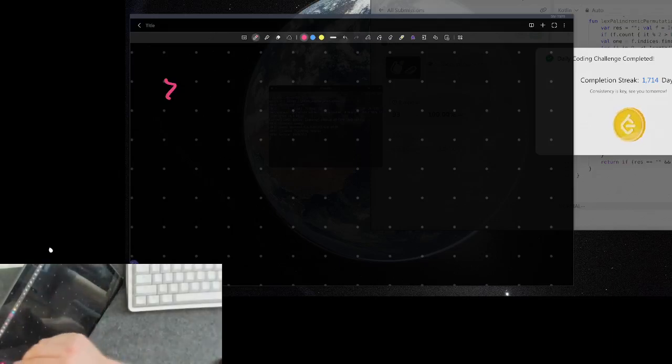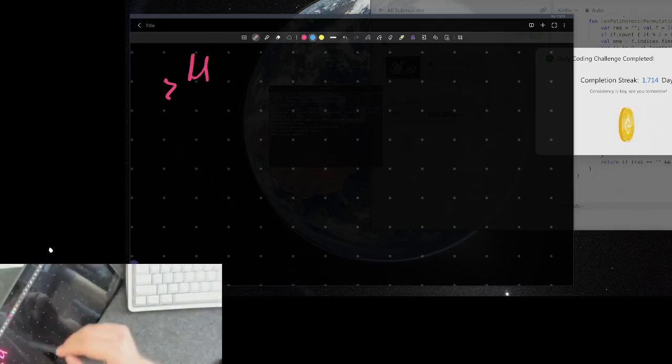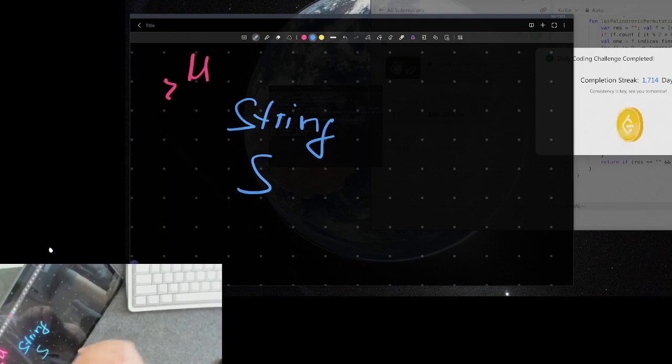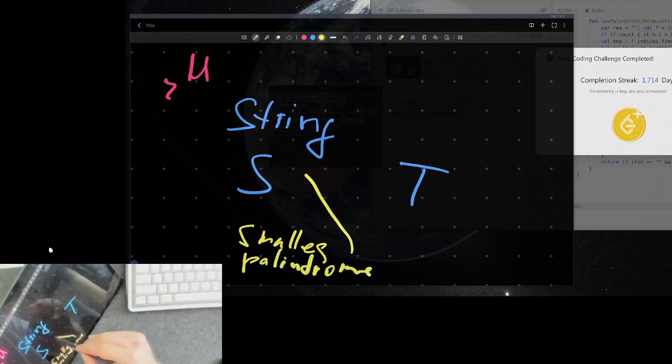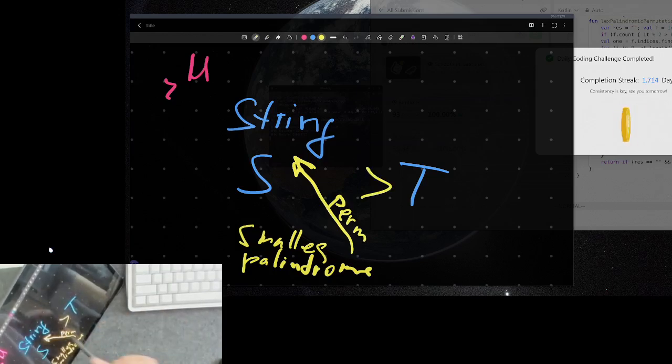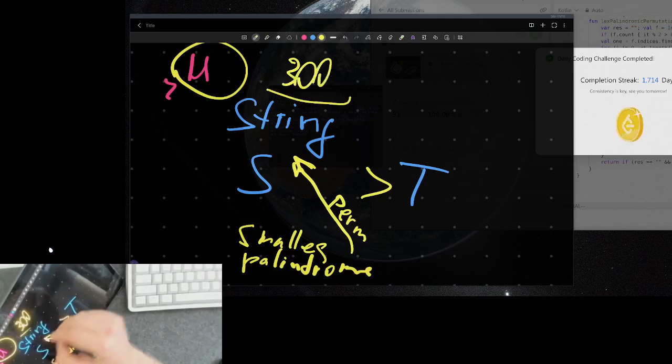We have a hard problem today. We're given two strings, source and target, and we want to find the smallest palindrome permutation of the string source that is bigger than target. The problem is marked as hard.